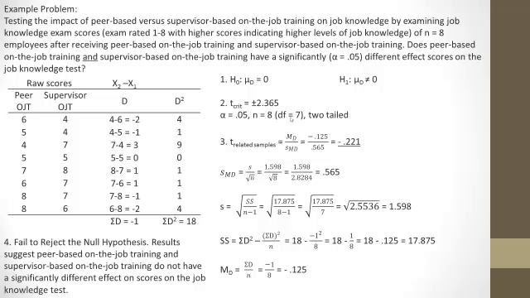Our degrees of freedom are still 7. We still have 1, 2, 3, 4, 5, 6, 7, 8 people in our study. But now we're using a two-tailed test. So let me show you how I got this critical value of 2.365.